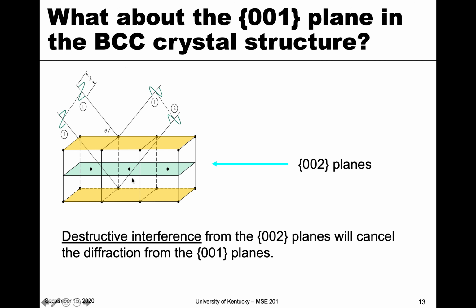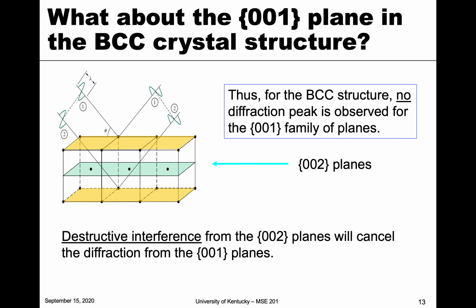But if we have body-centered, for example, where an extra atom is in the center here, we have an extra plane that interferes with those others because it's halfway in the middle. This ends up canceling out the diffraction of those 001 planes. So for BCC, we don't in fact see the 001. That's important because if we are looking at BCC, we don't expect to see diffraction from 001 because of this interference.